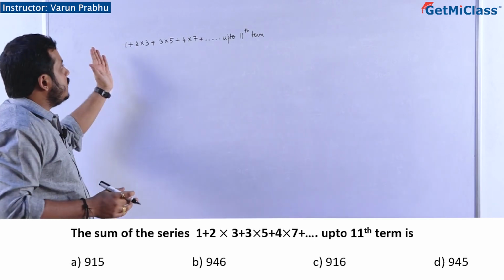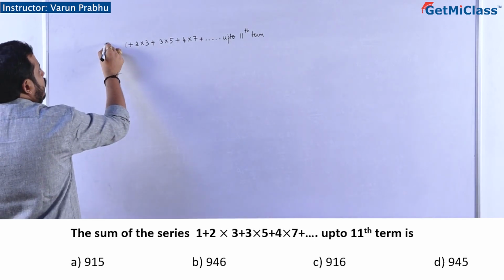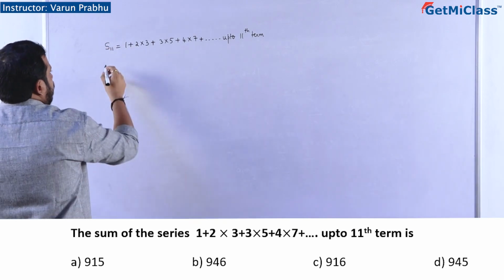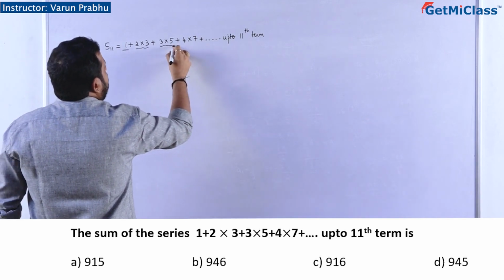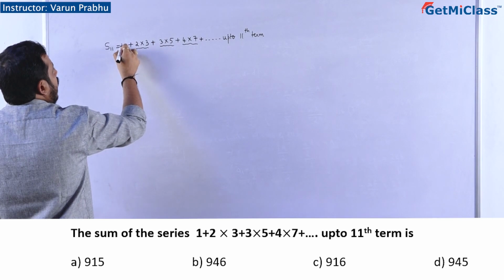The question is asking what is the sum of this particular series up to the 11th term. Let me call the sum up to the 11th term S11. If you concentrate on the general term, the first term is 1, 2, 3, 4, and so on. I'll write the first term as 1 into 1.